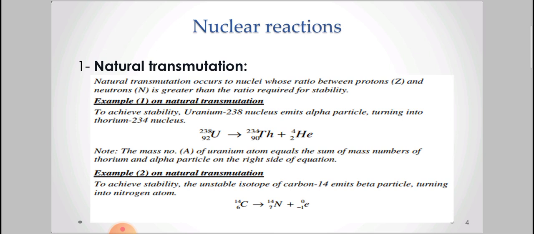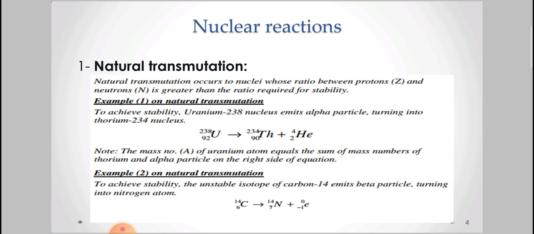Number one, natural transmutation. Natural transmutation occurs in nuclei whose ratio between protons and neutrons is greater than the ratio required for stability. Example number one on natural transmutation.